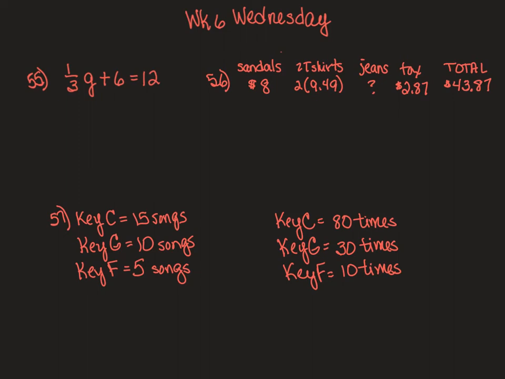Okay, we're going to start Wednesday's homework. We're doing 55, 56, and 57. Again, we're in the green packet, just a reminder. In 55, they're talking about a situation of people playing baseball.